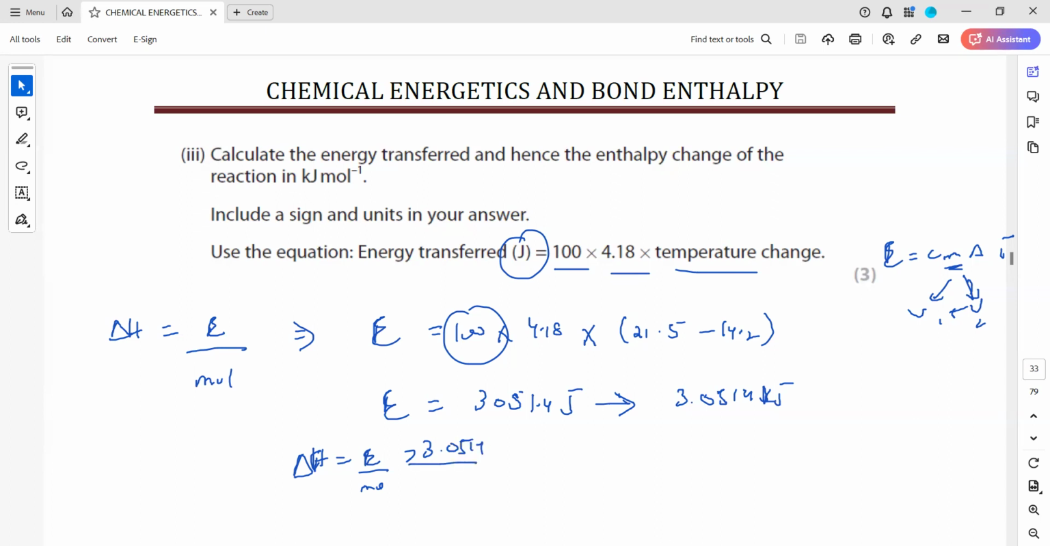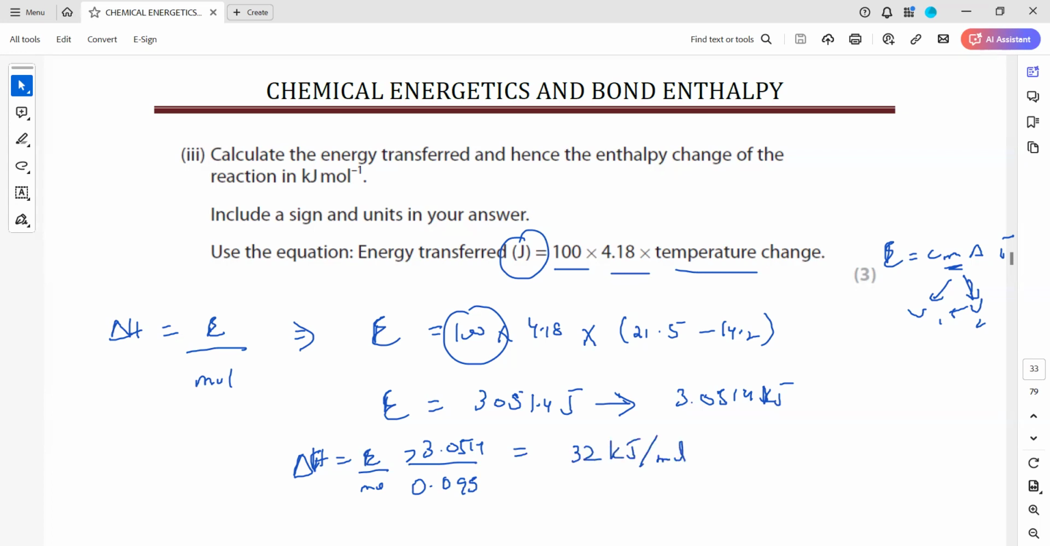Which mole will we take? Because there were two moles. One was sodium carbonate, another one was hydrochloric acid. So we will divide by the moles of sodium carbonate, which was in excess, which was the limiting, sorry. So 0.095. So when we divide, it will be about 32 kilojoules per mole.